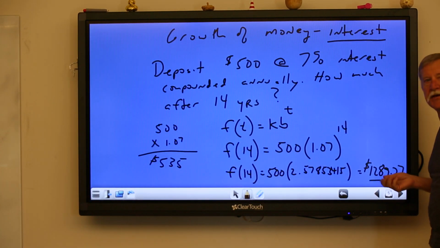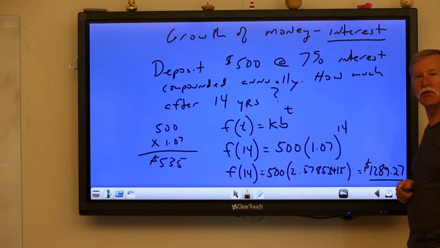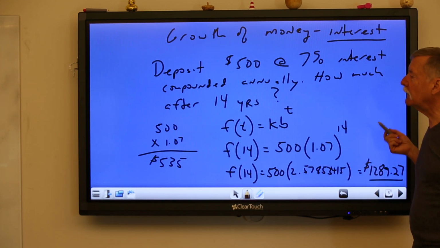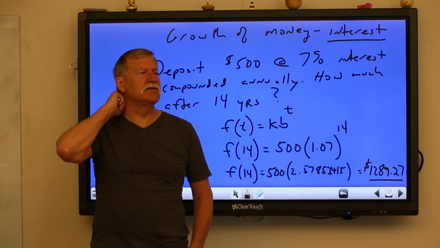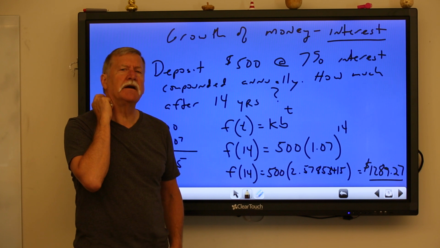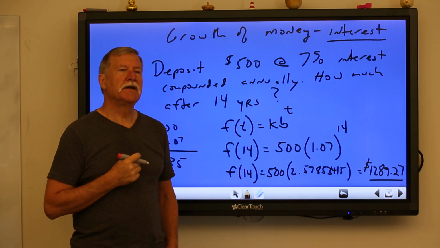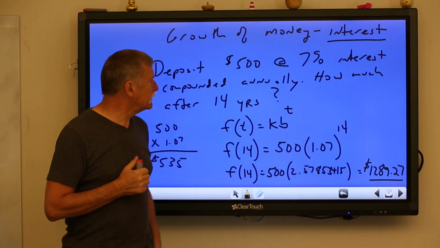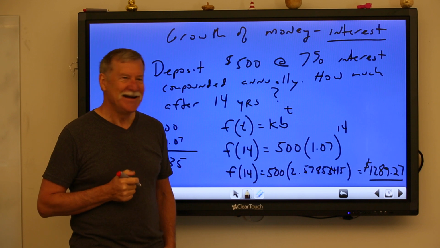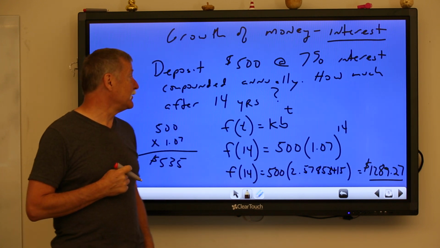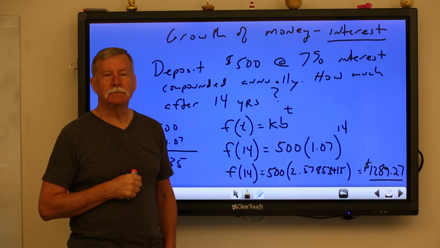And what you end up with after 14 years is $1,289.27, all right? So yeah, you're 14 right now, put 500 away, and by the time you're ready to go 14 years later, you've got almost three times the amount of money that you started with. All right.